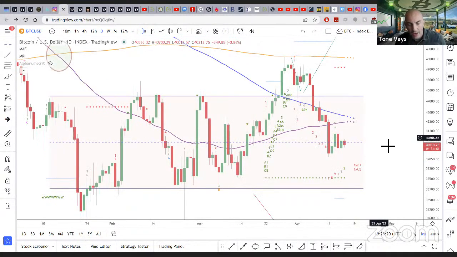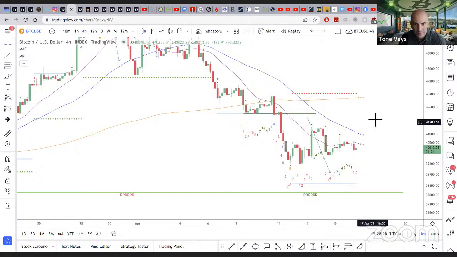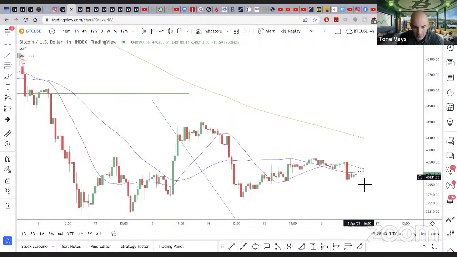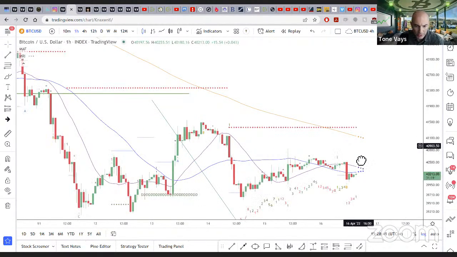It can go either way. It can go up, down. It can stay at $40,000. The charts are just not interesting at all. The 4-hour chart is also not interesting. I have absolutely nothing to comment on it, or on the 1-hour chart.